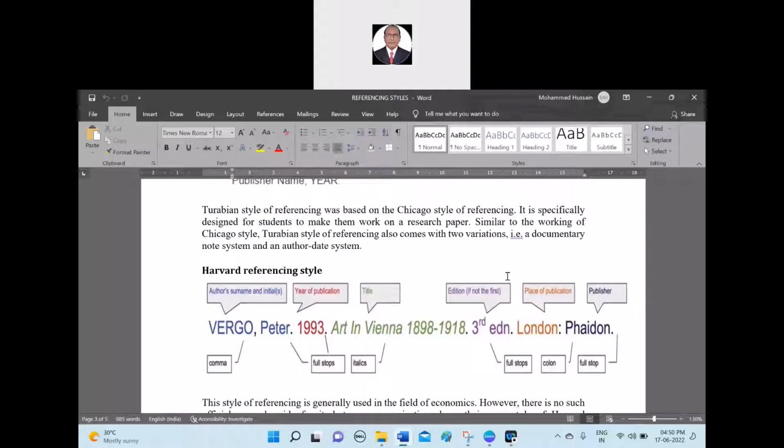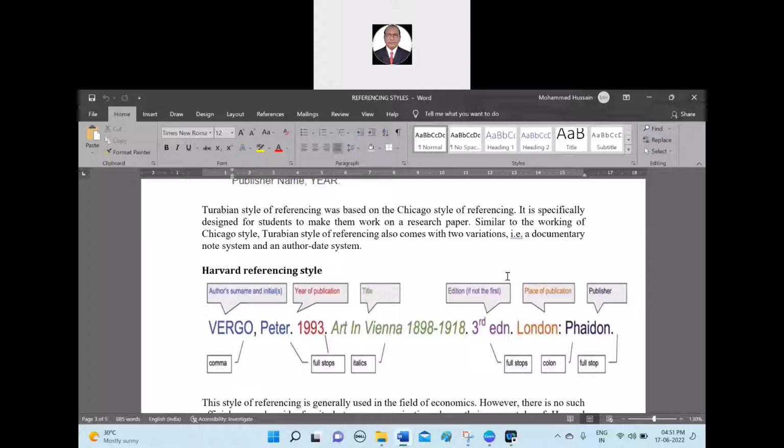After that, if there is no edition, it means the first edition, but don't write 'first edition'. If nothing is written, it is deemed to be the first edition. You only write the second edition, third edition and so on. Suppose it's a second edition: Arabic numeral, 2nd, ed., with E capital, d small, full stop. Edition is over. Then what will come? Name of the place of publication, name of the publisher, year of publication.